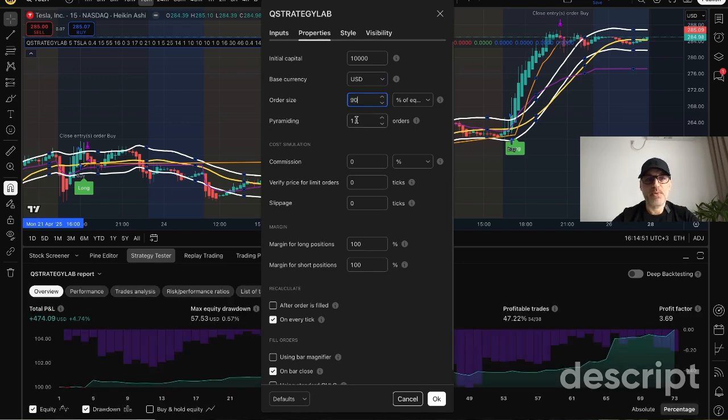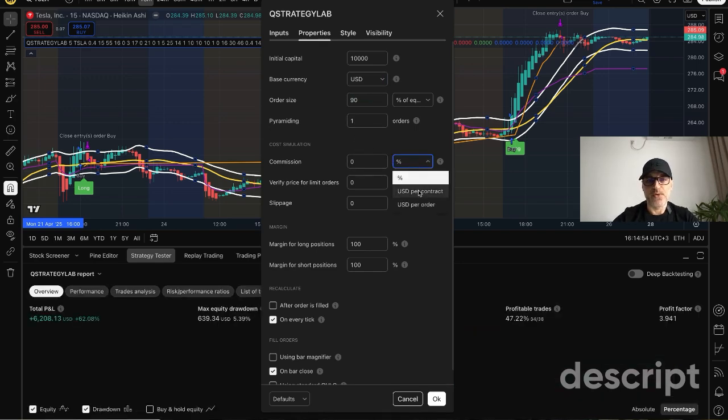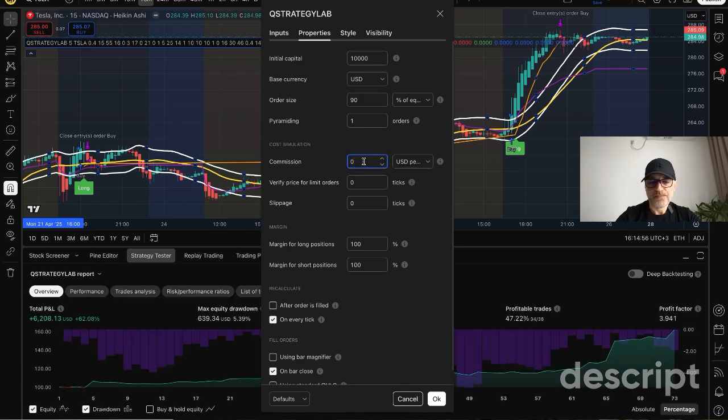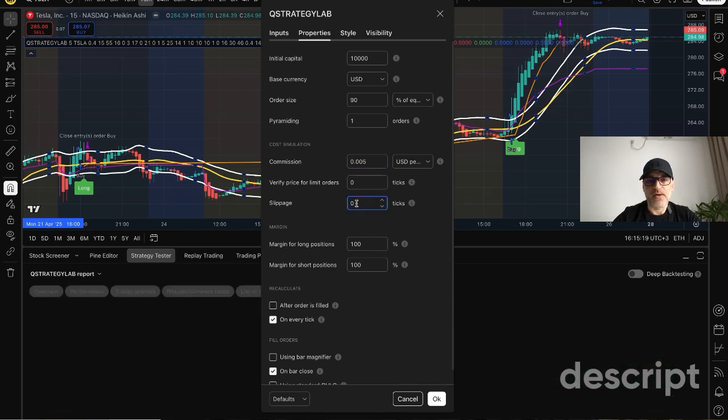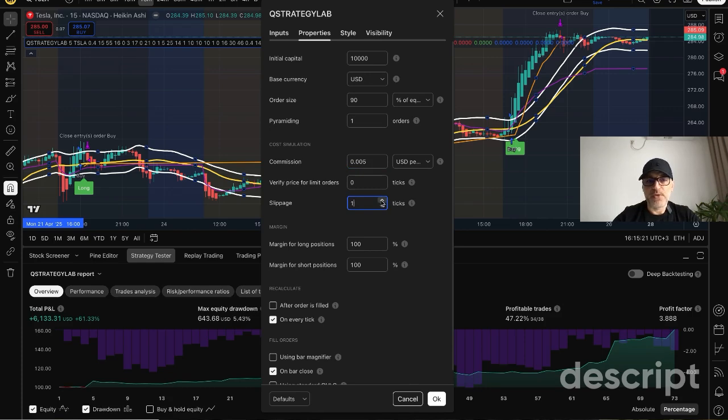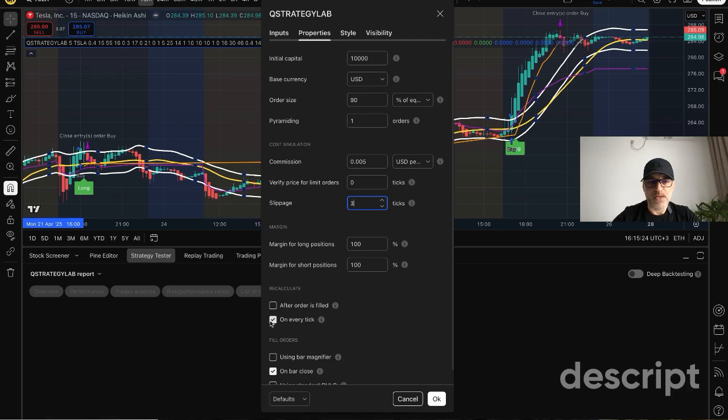Let's trade with 90% of the account, meaning that we are going to take as many shares as we can with 90% of our account. So we are buying Tesla stocks or selling for 90,000 US dollars. Now commission we will set at 0.005 like in Interactive Brokers, and the slippage to 3. This is normal slippage. We will unselect on every tick, on bar close.